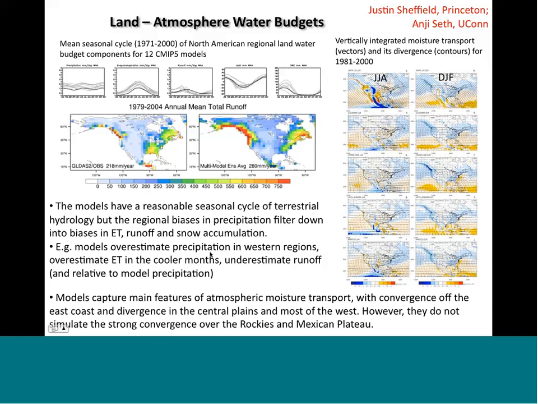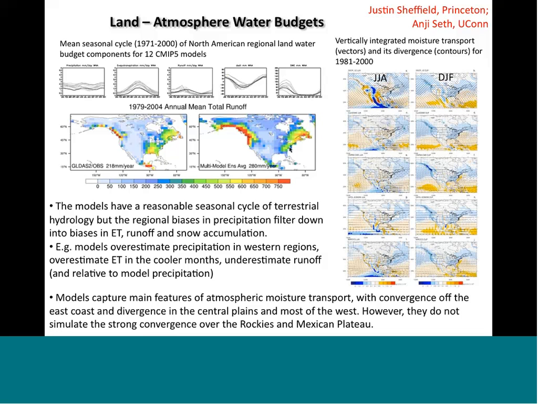So overall, not bad. This map here just shows the mean annual runoff from a land surface model estimate over here, and then the model. So the spatial pattern is pretty much okay. There's some regional differences, and then there tends to be a general overestimation over the whole continent.